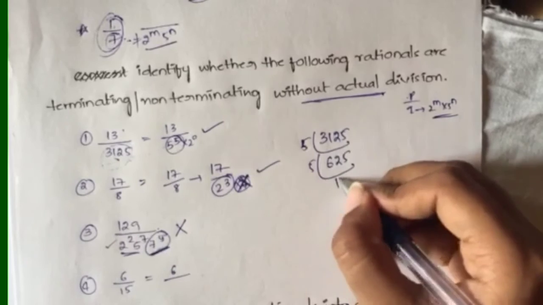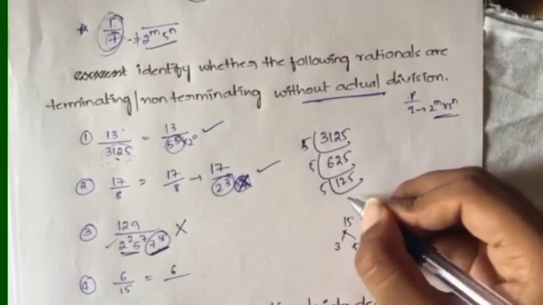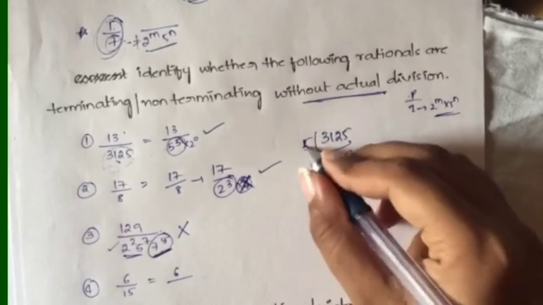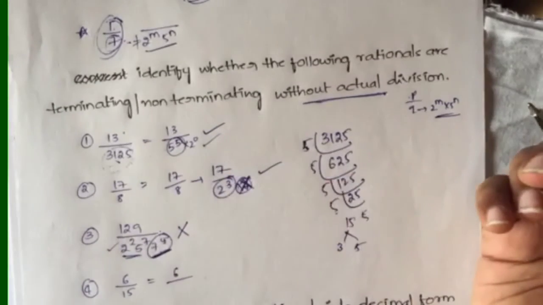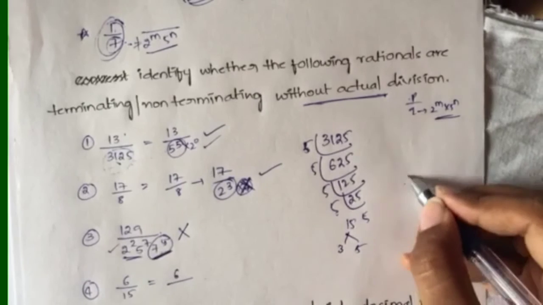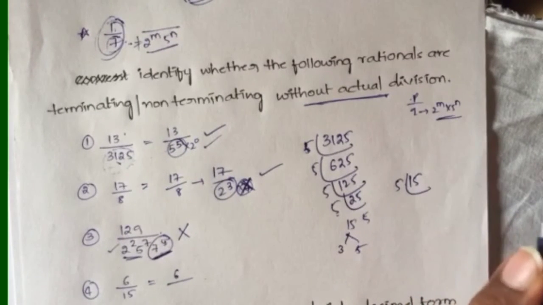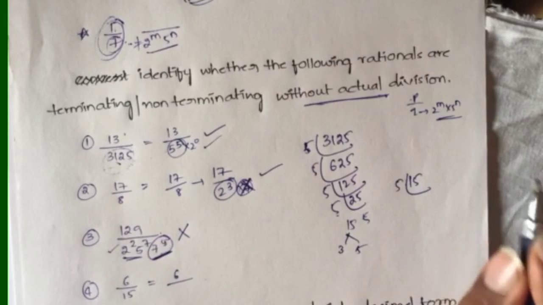So again you will get 125 now. Again prime factorize with 5, you will get 25, 5, 5. So 1, 2, 3, 4, 5, 5 power 5 it is. Okay, you have to prime factorize. How can you prime factorize 15 as 5? Using only 2 and 5. You should do prime factorization using only 2 and 5.